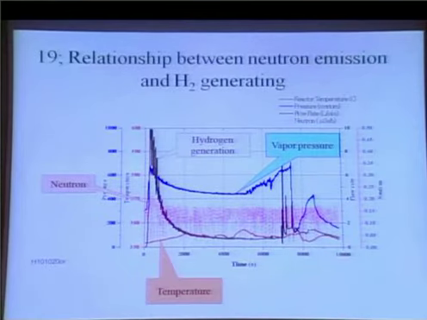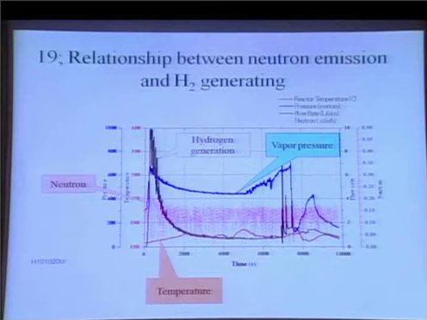And this shows another example for neutron and hydrogen generation. Neutron generation, indicated by this dotted line, is changing with the rate of hydrogen generation. Neutron generation shows a high value at the beginning, only at the beginning, and then it decreases with time and falls to the background level.